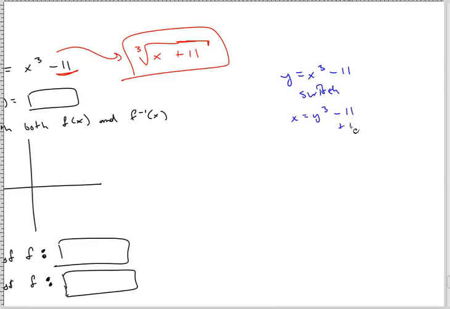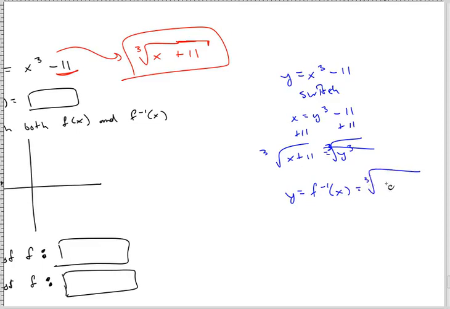Okay, I'm going to add the 11 to both sides. So x plus 11 is equal to y cubed. To get rid of the cube, you cube root both sides, and they just basically cancel here. So y is equal to, your inverse is equal to the cube root of x plus 11 on the inside. Hey, did we get the same thing earlier?